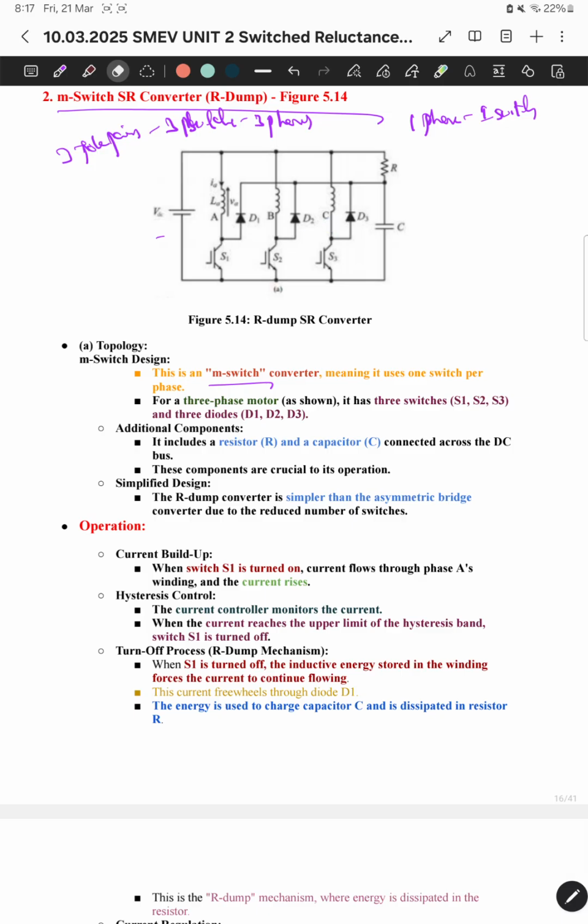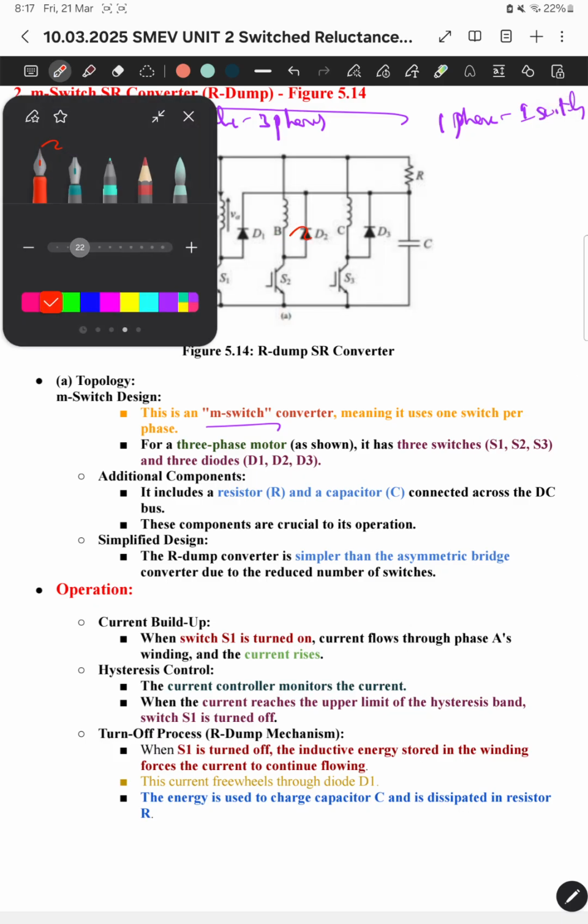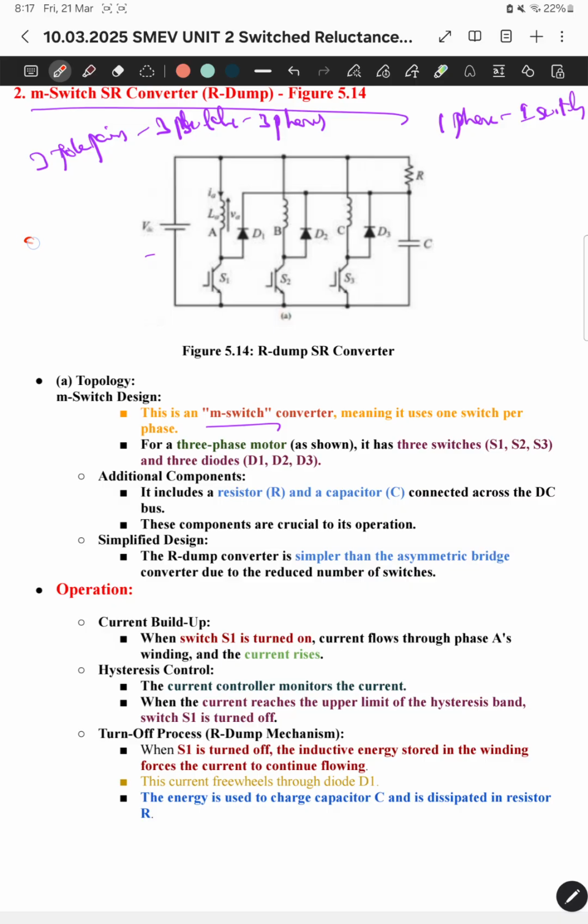So in each SR type, each phase is energized independently. Let's show what is actually happening here. When S1 is on, the supply is directly connected to the phase A winding, this is the current IA direction and this is the VA direction, and the coil gets energized. As I discussed, when the power supply has to be connected to the B phase, whatever energy is stored in the A phase has to be completely de-energized, and that's why I am using the freewheeling action.